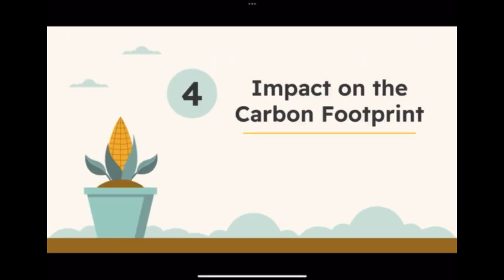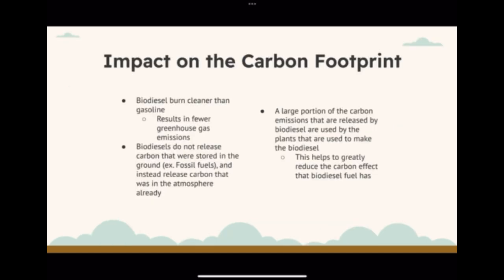And now I'll be discussing the impact on the carbon footprint. So biodiesel burns much cleaner, meaning it results in fewer greenhouse gases than gasoline. Biodiesels do not release carbons that were stored in the ground, but instead release carbon that was in the atmosphere already. And a large portion of the carbon emissions that are released by biodiesel are used by the plants that are used to make the biodiesel. And this helps to greatly reduce the carbon effect that biodiesel fuel has.